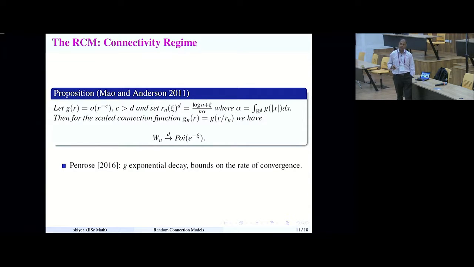Whereas in Penrose, he assumes a slightly more stringent condition on the connection function g, and it's a rather complicated condition, but essentially it's like you have an exponential decay, and then using Stein's method you can get bounds on the rate of convergence of this Wn. Not only do you prove Poisson convergence, but you also get bounds on the rate of convergence. Okay?